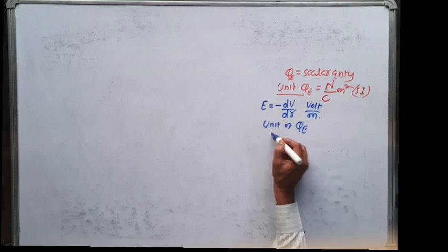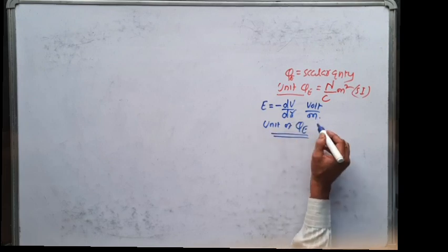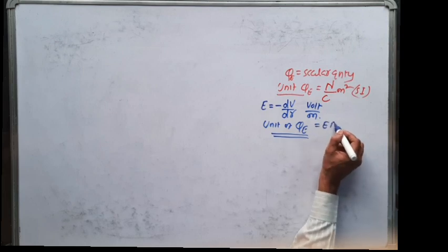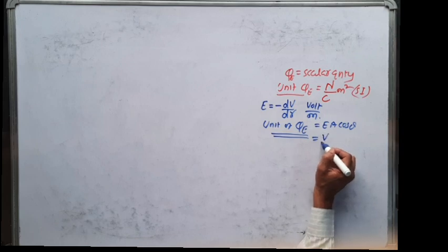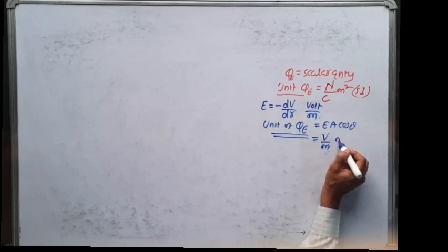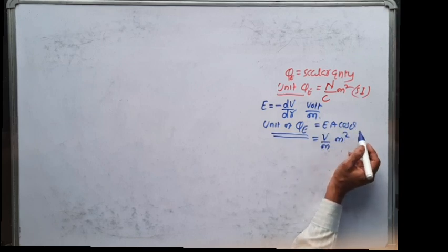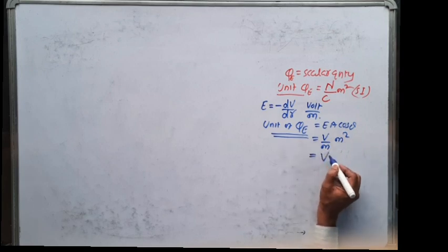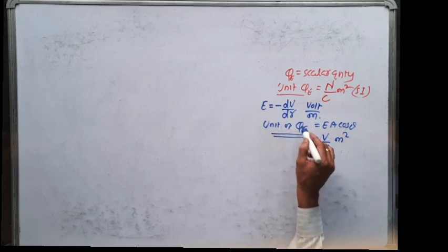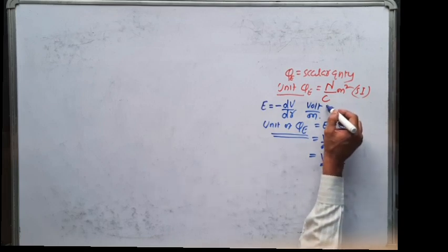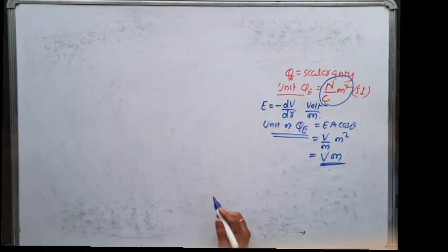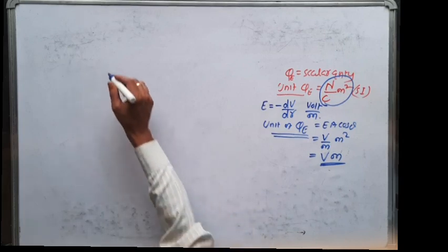So now the unit of electric flux can be written by, what is the formula of flux? E A cos theta. So what is the unit of E? Volt per meter. Area is meter square. Cos theta has no unit. So another unit of the flux is volt meter. This is one unit, or this is Newton per coulomb into meter square. So now let us solve a problem.